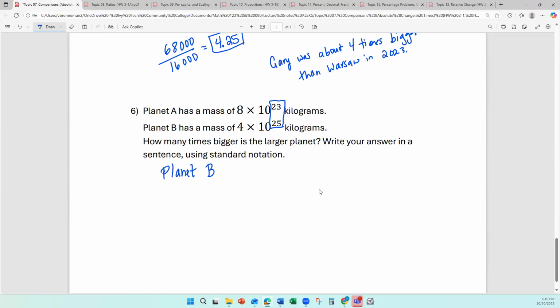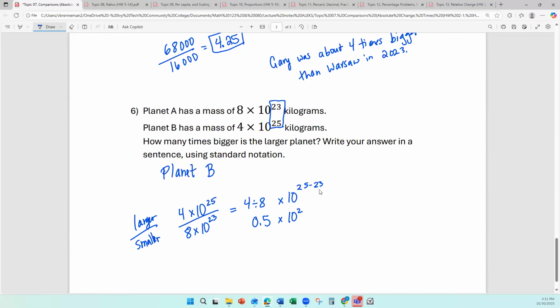How many times larger? We need to take the larger value divided by the smaller. And you really don't want to have to write out and count 25 zeros and 23 zeros. That shortcut is super important to learn and be able to do so that you're not having to do all of that extra writing and counting. So this is going to be 4 divided by 8, and then it's going to be 10 to the 25 minus 23. 4 divided by 8 is 0.5. 25 minus 23 is 2.